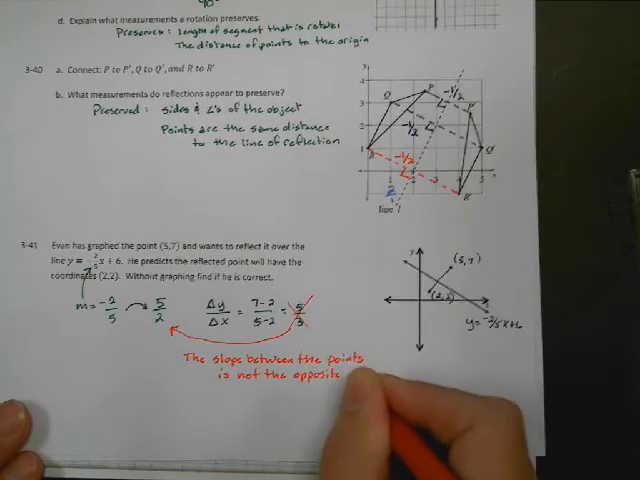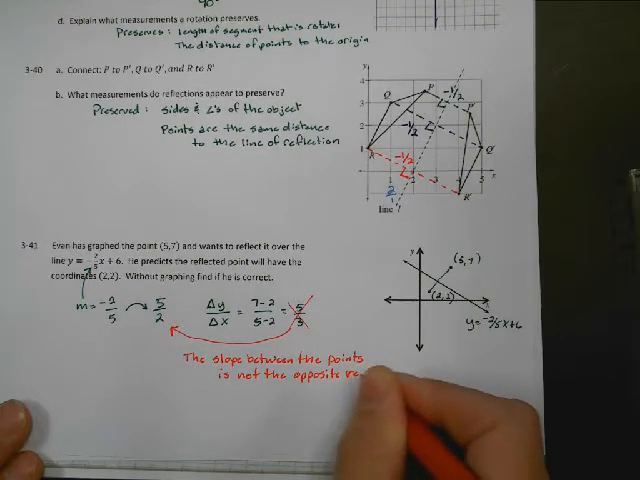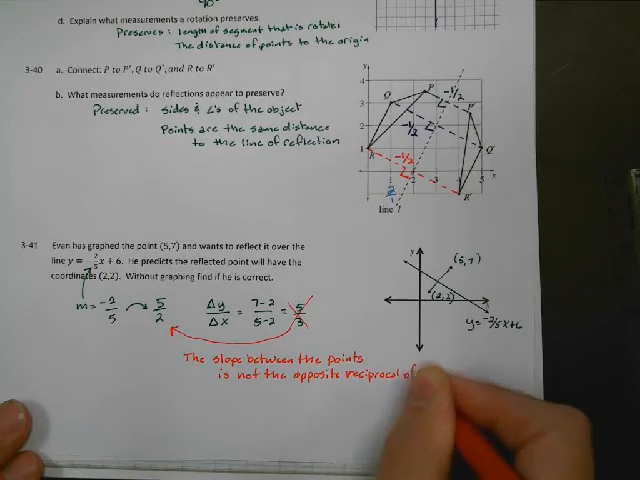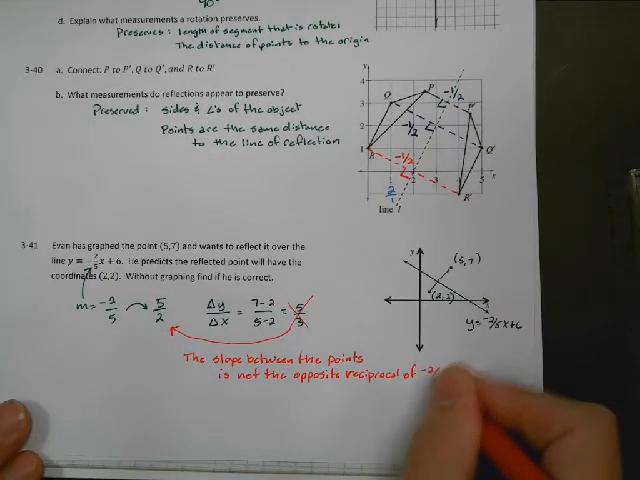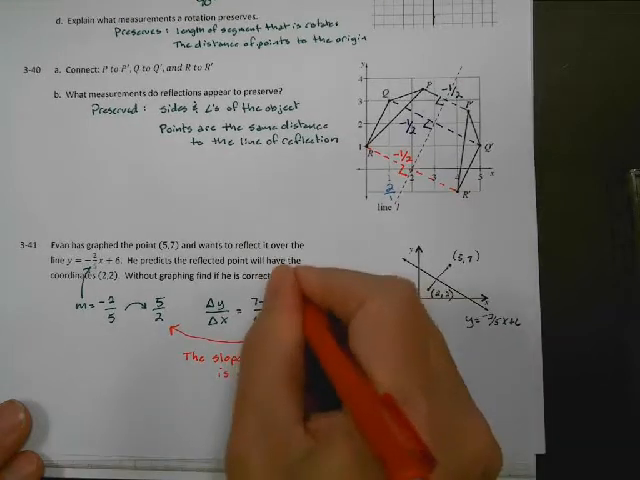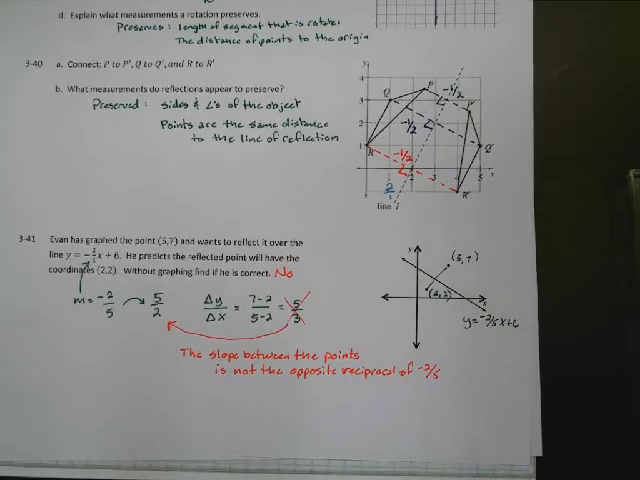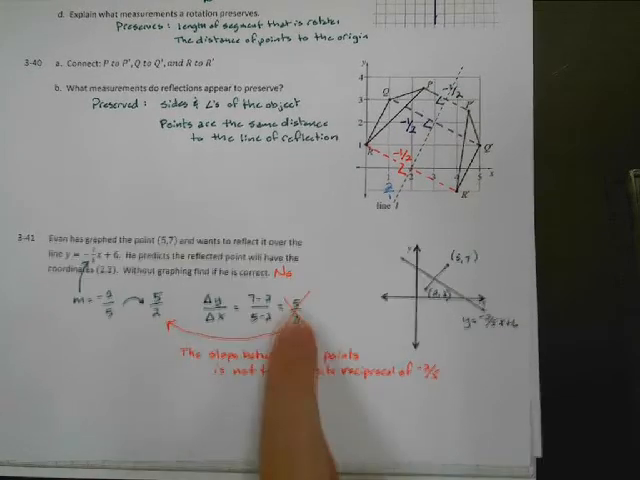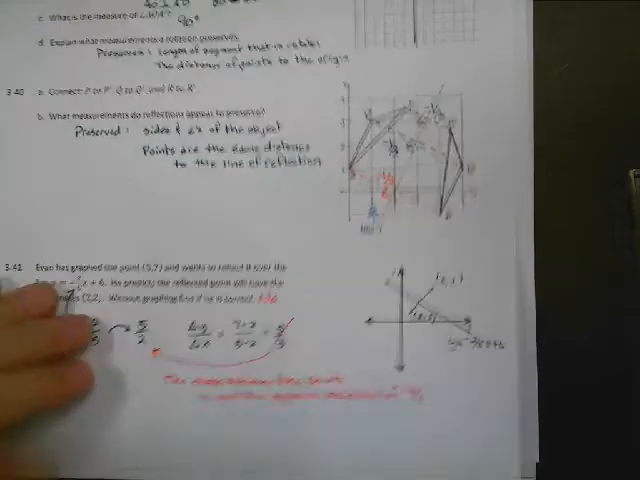So it's not the opposite reciprocal of negative 2 over 5. So he is not correct. No, it would not be there. Because if he was correct, the slope would have been 5 over 2 instead of 5 over 3. All right, moving on. Next section, here it is.